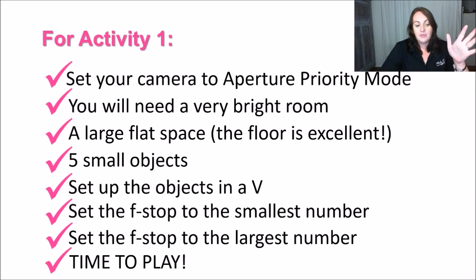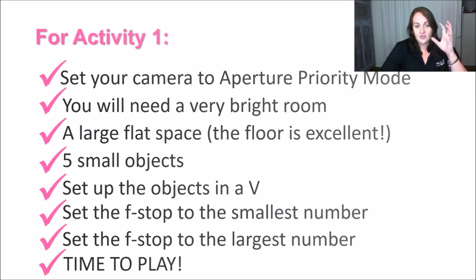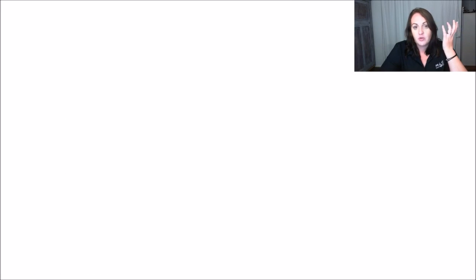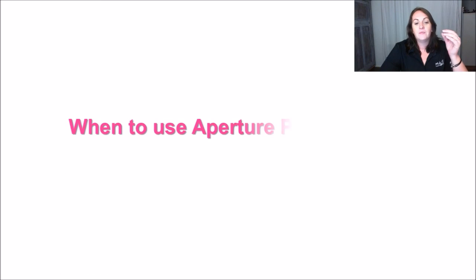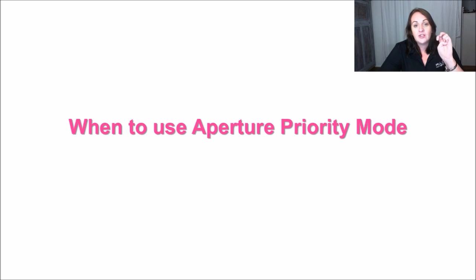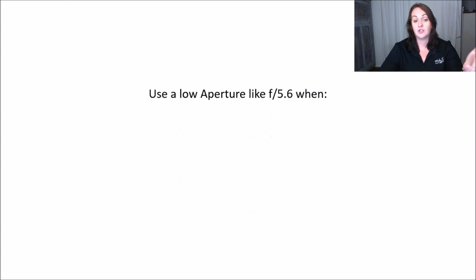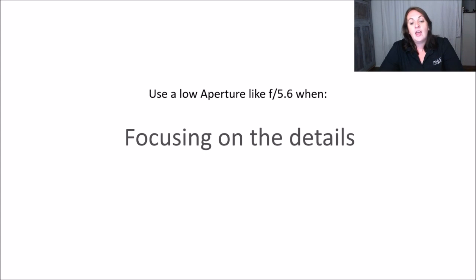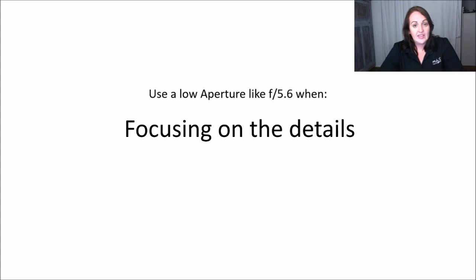I find aperture and your f-stops are so exciting because you can do so much with the blur. So now we're going to look at when to use aperture priority mode, specifically when it comes to taking photos of your kids. Using a low aperture like f-stop 5.6 or lower is really good when you're focusing on the details of what your children are doing.